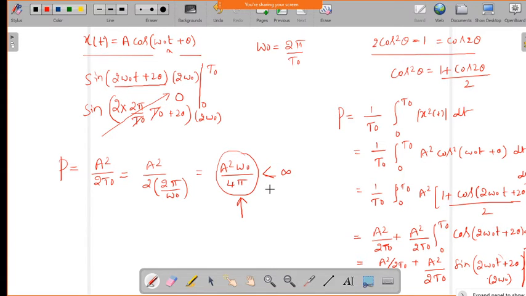So is it understood? Any doubt? Hello? Is there any doubt? Raghavendra?